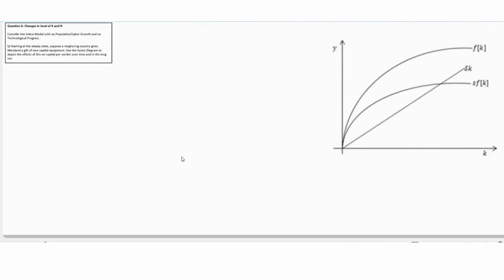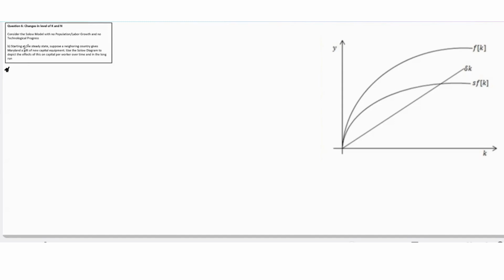In this question, we want to analyze changes in the level of K in our Solow model with no population or labor growth and no technological progress. We're told that, starting in the steady state, a neighboring country gives Maryland, the economy we're looking at, a gift of new capital equipment. We want to use the Solow diagram to depict the effects of this on capital per worker over time and in the long run. Again, the assumption is it's starting at the steady state.